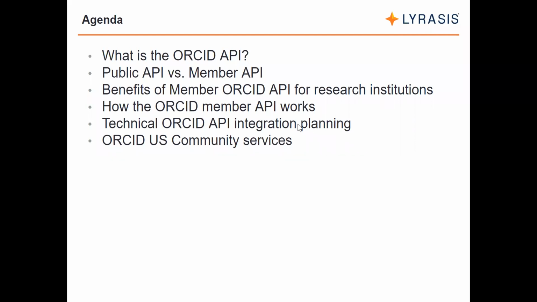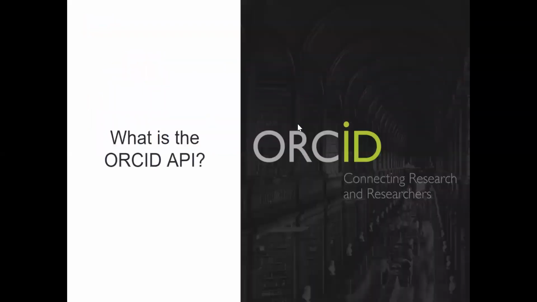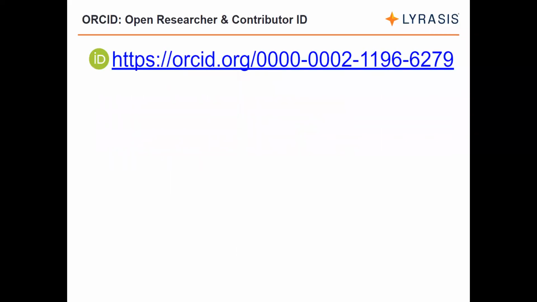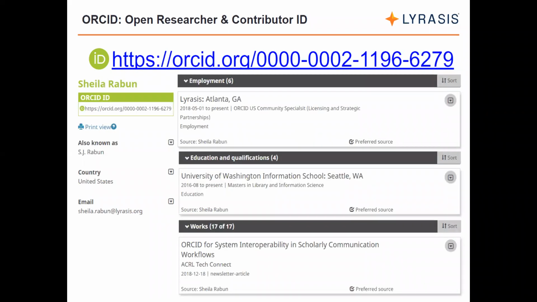With no further ado, what is the ORCID API? I'm going to do a quick recap just to make sure we're all on the same page. ORCID stands for Open Researcher and Contributor Identifier. The basis of ORCID is the ORCID ID, which you're seeing here on the screen. It's a free, unique, persistent identifier for individuals that looks something like this. An ORCID ID is also a URI that links to the corresponding ORCID record, which looks something like this.